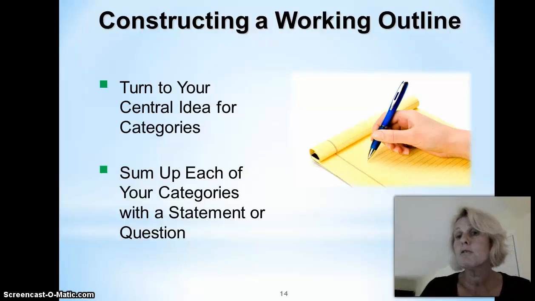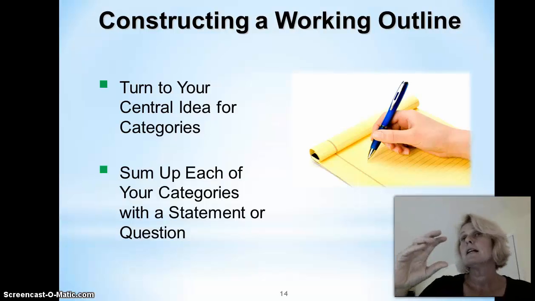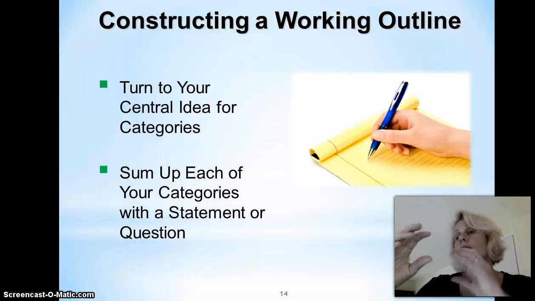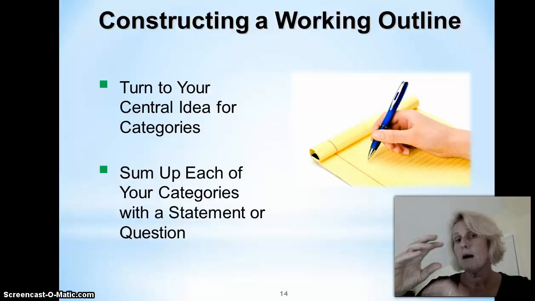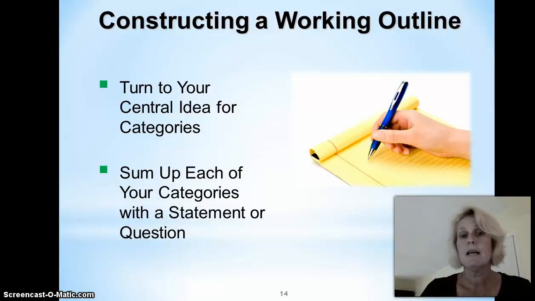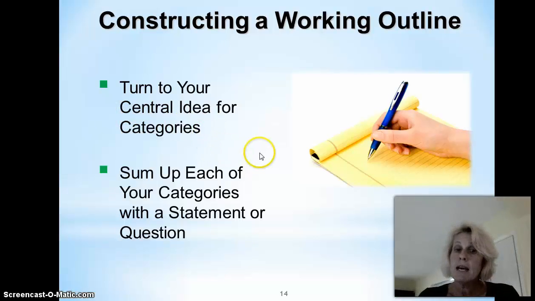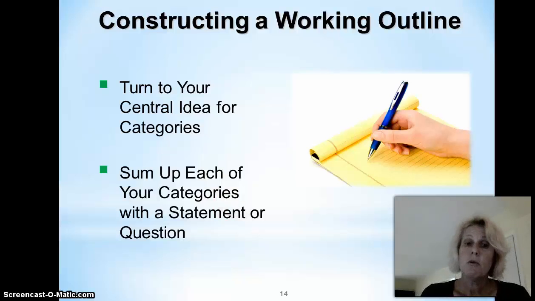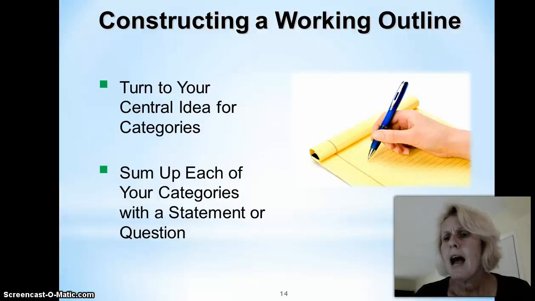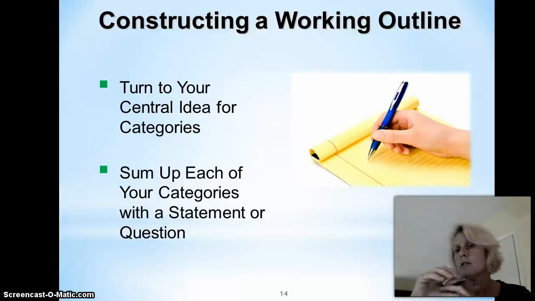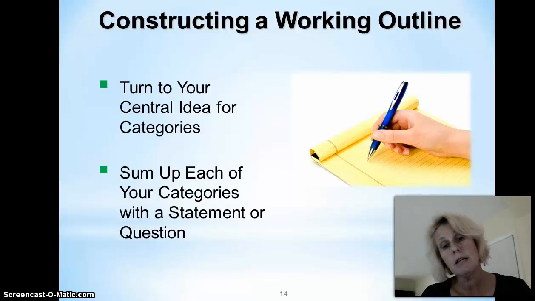The same thing when you're speaking. Your central idea gives you a preview of what you will be talking about in the body of your speech. And that's what they're saying, to turn your central idea into categories, and then you sum up each of your categories with a statement or question. So you could have your main points as statements, or you could have them as rhetorical questions. Rhetorical questions are great because it gets your audience thinking.